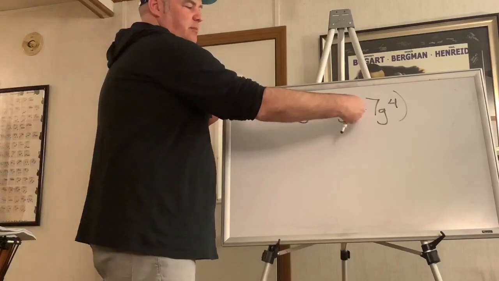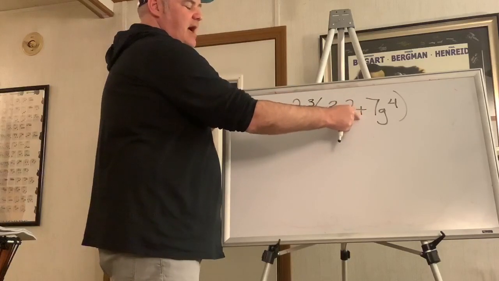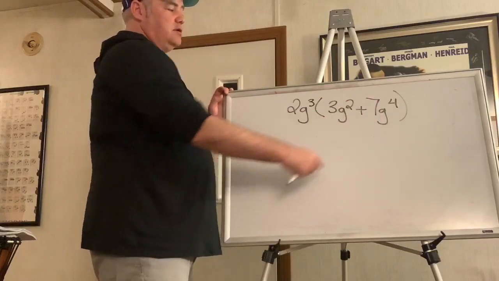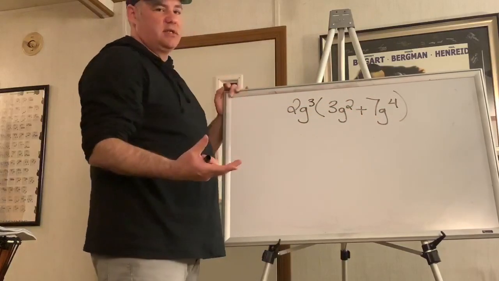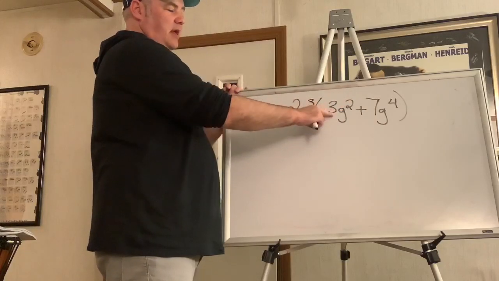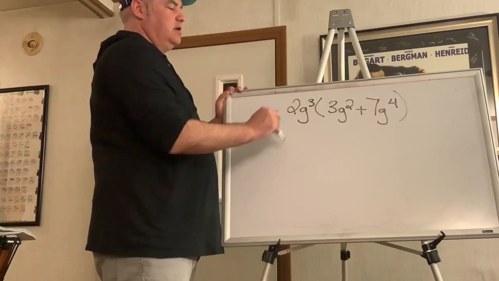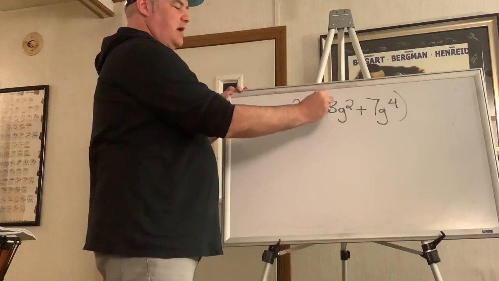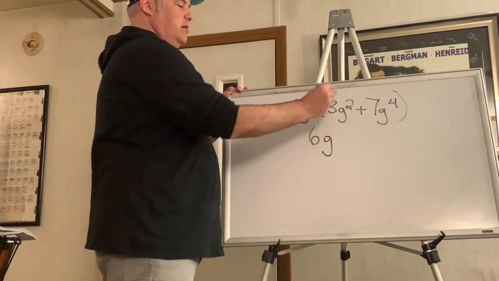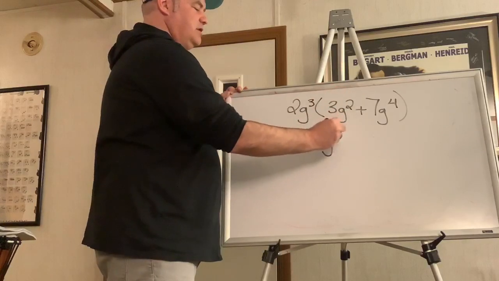If you want to do parentheses first, remember you cannot combine these because one has a squared and one has a fourth. So as far as doing anything inside here, we're stuck. But you can distribute, and you're able to multiply things because we just did that. So the shortcut, remember, is 2 times 3 is 6, and g to the third plus g to the squared is g to the fifth.